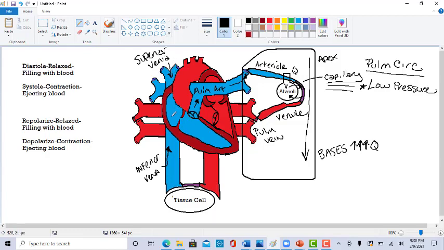It's going to then dump into your right atrium. That's going to move through the AV valve, the tricuspid valve, and fill your right ventricle. All right, and this is going to happen during diastole. When your heart is nice and relaxed, all of this blood is going to fill.